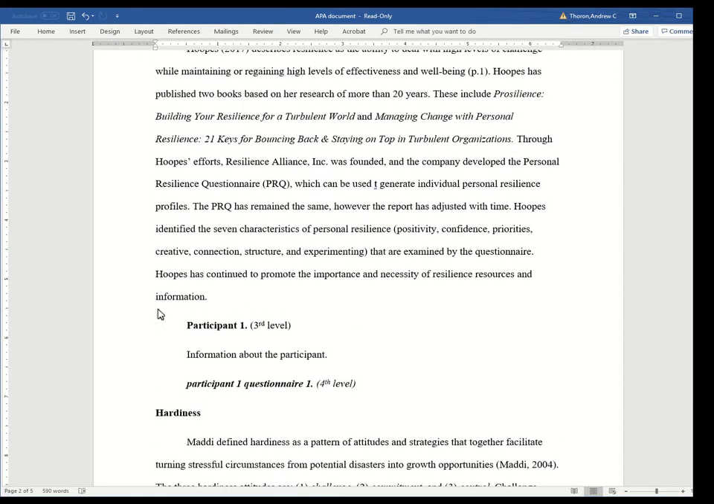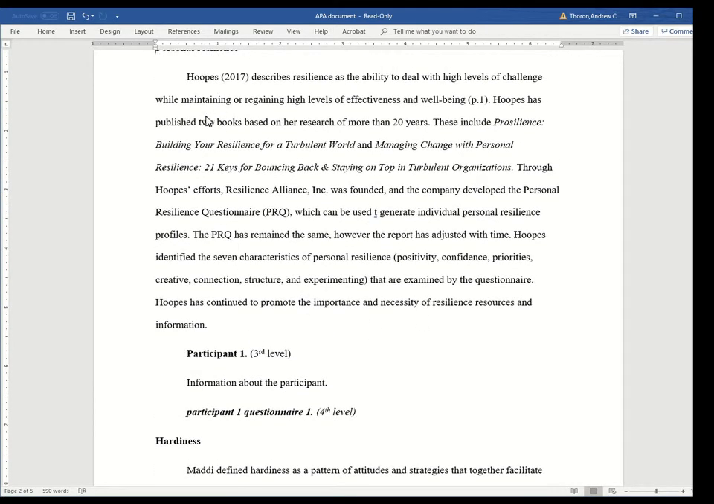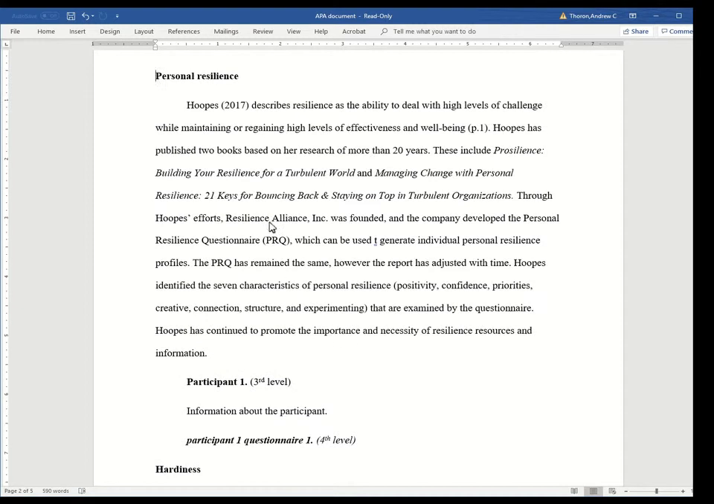Third level headings would be used, for example, if you want to include more specific information about personal resilience, you'll have a third level heading. This could be about a specific participant in the study. It could be about a specific trial you were doing. And within third level headings, the heading is indented, bold, first letter is capitalized with a period at the end. So again, third level is indented, bold, with a period at the end.